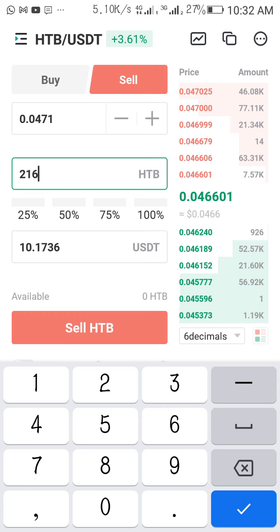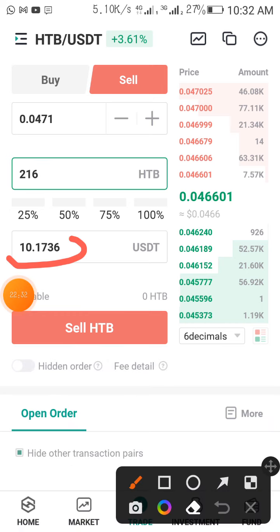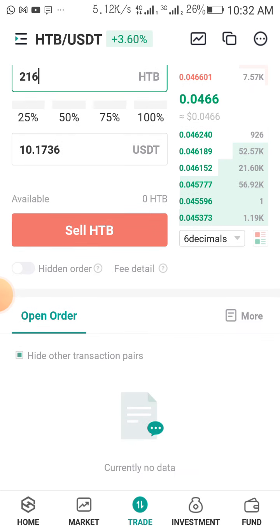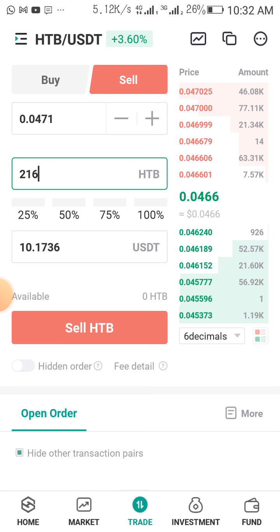You can see, for just using my $10, that is another form of arbitrage itself. So you can just be doing this. You place an advert, you buy, you go ahead and place another advert to sell it off. So that's how the whole thing works about completing your orders on Hotbit.